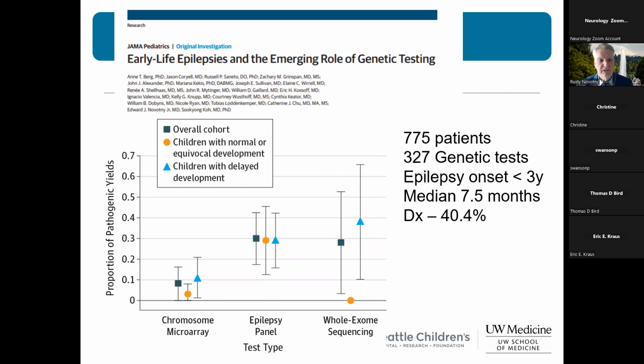This is a study that we were involved with here at Seattle Children's, where we looked at early life epilepsies and onset of epilepsy under age 3. And this is from about 20 to 30 centers throughout the US, with almost 800 patients, over 300 of them had genetic testing. If the epilepsy onset was less than 3, the diagnostic rate was around 40%. And obviously, as I mentioned before, exome sequencing and the large epilepsy panels had the highest diagnostic yield.